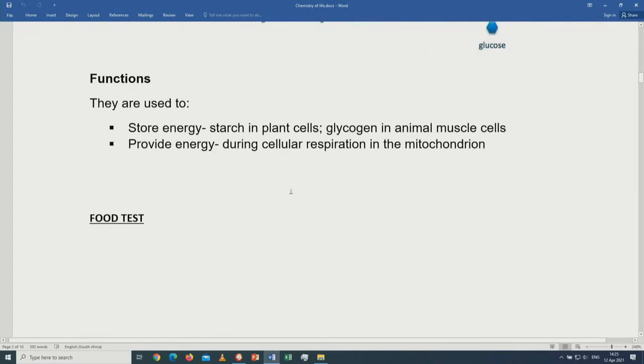Coming to the functions of the carbohydrates, they store energy. Glucose is stored in plants as starch, and glucose is stored in animals as glycogen. Apart from storing energy, they provide us with energy during cellular respiration.